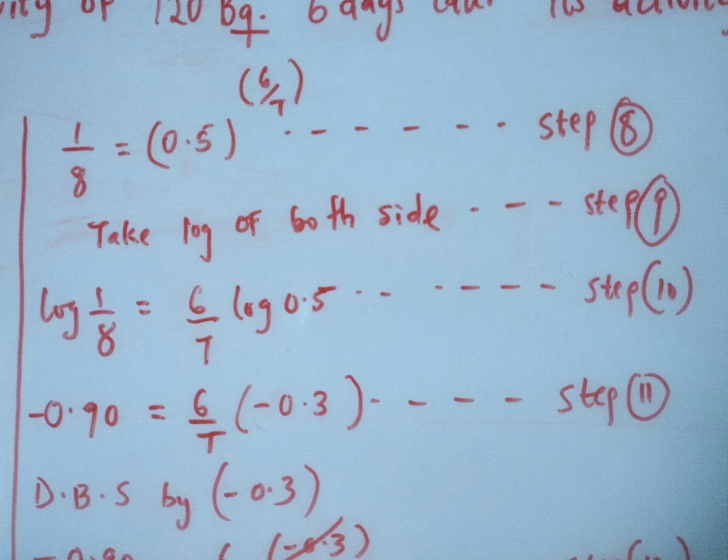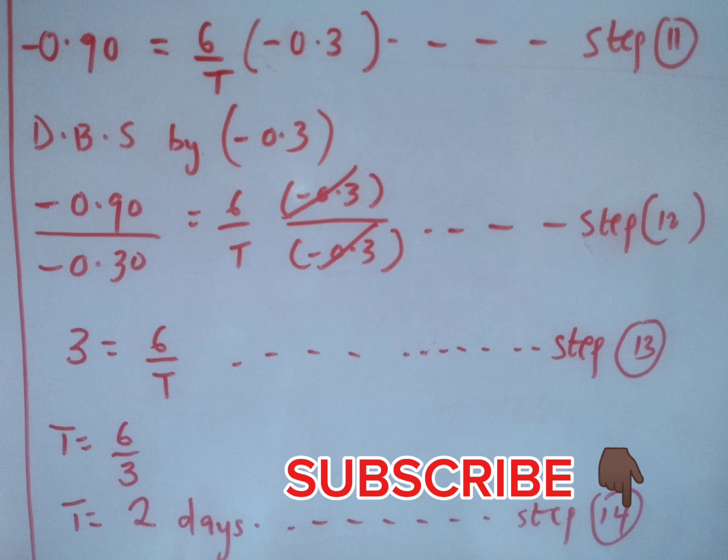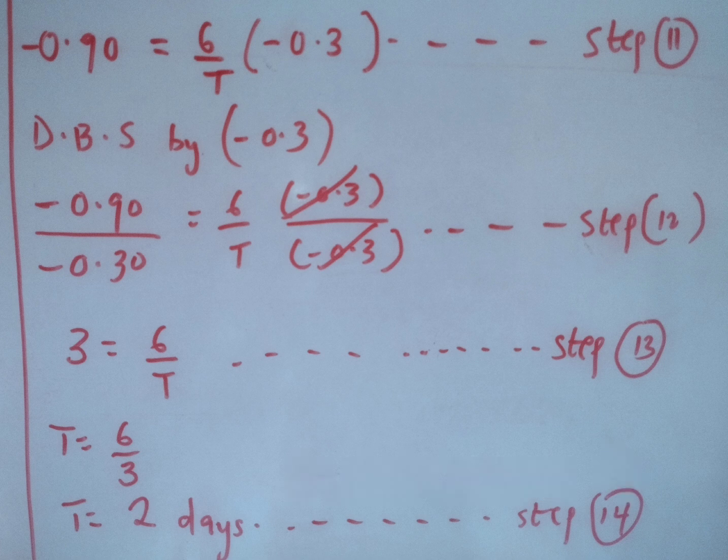So if you divide both sides by negative 0.3, that's negative 0.90 divided by negative 0.3, and 6 over t times negative 0.3 divided by negative 0.3. The 0.3 cancels the 0.3 in that place, and the negative cancels the negative, giving us positive. 0.90 divided by 0.3 gives us 3. Then we have 3 equals 6 over t. You cross multiply and make t the subject of the formula. Then t equals 6 over 3, so t equals 2 days.